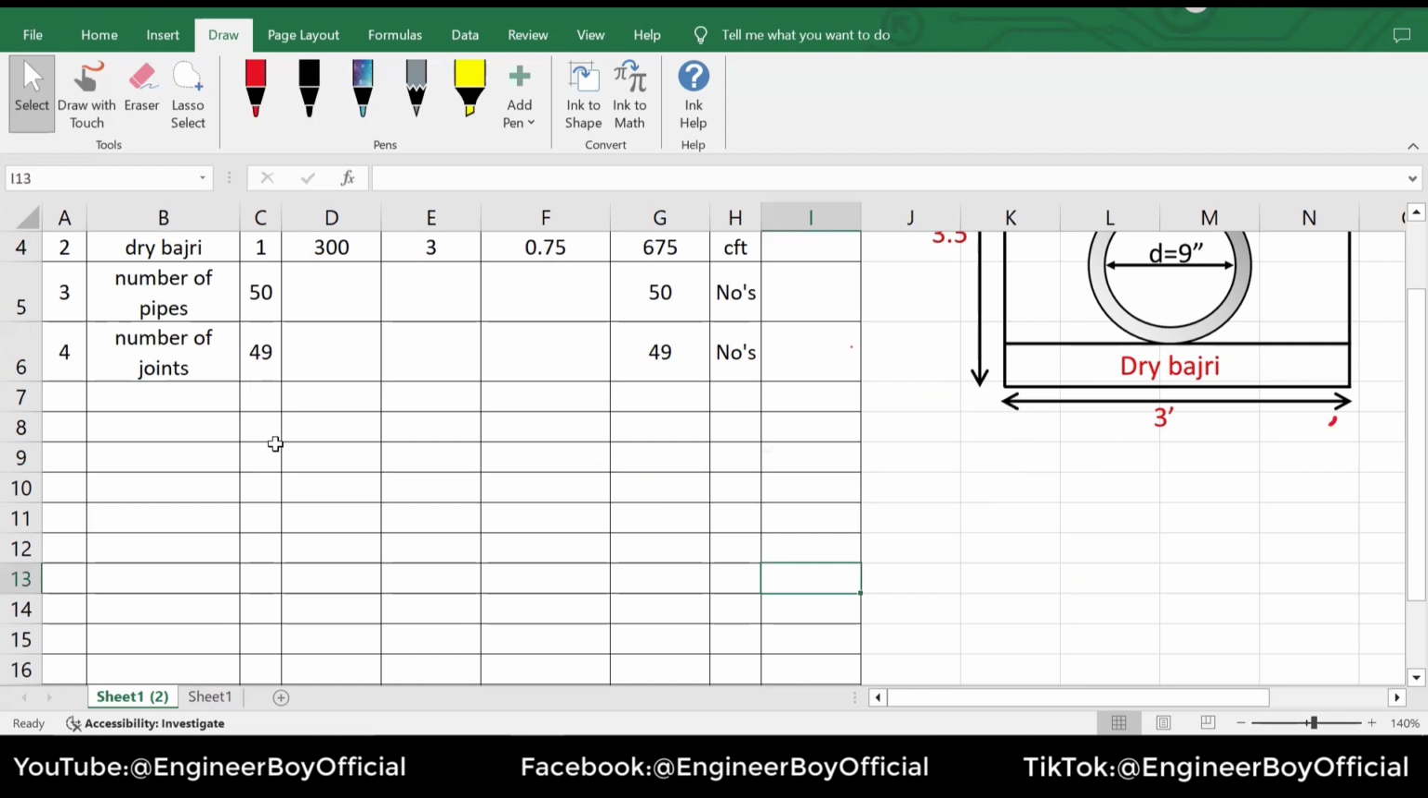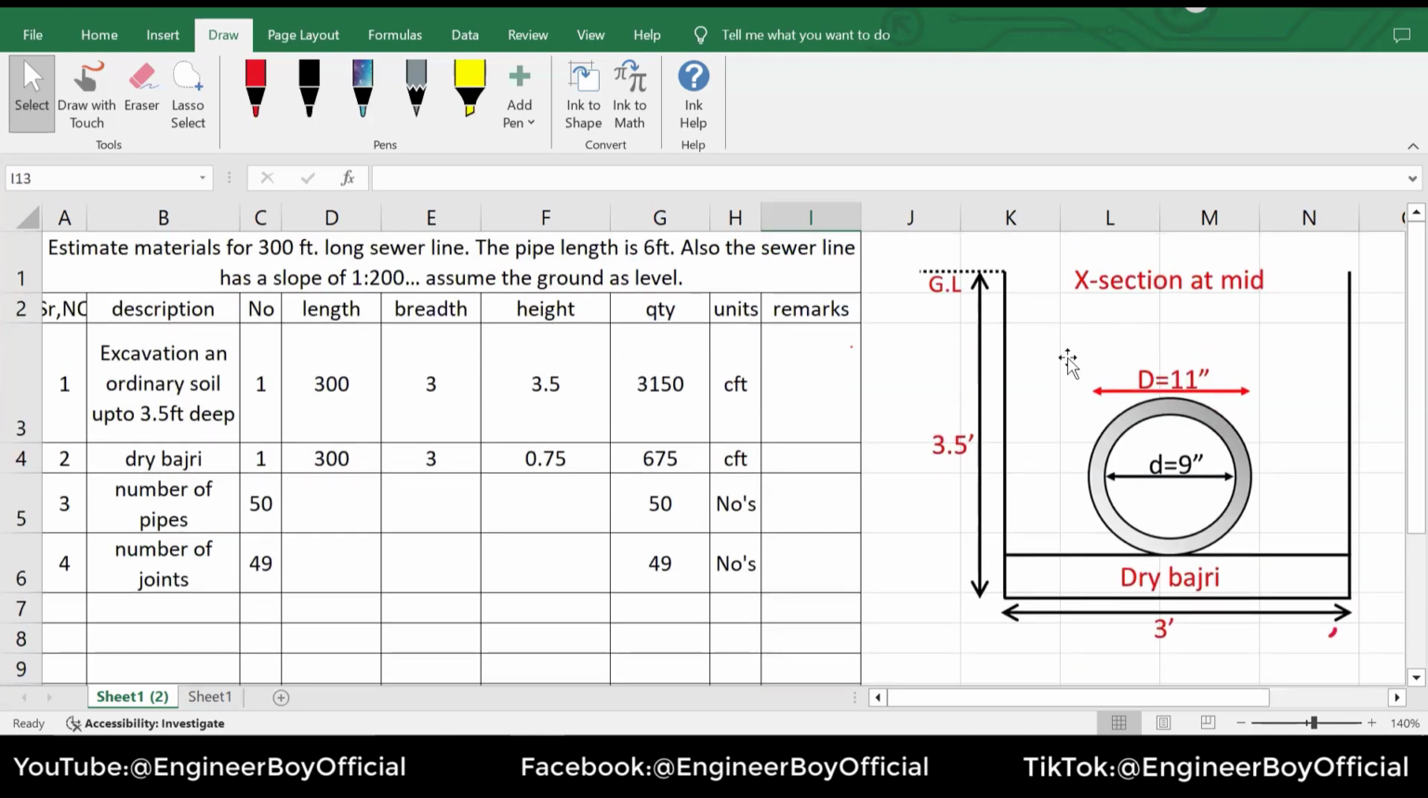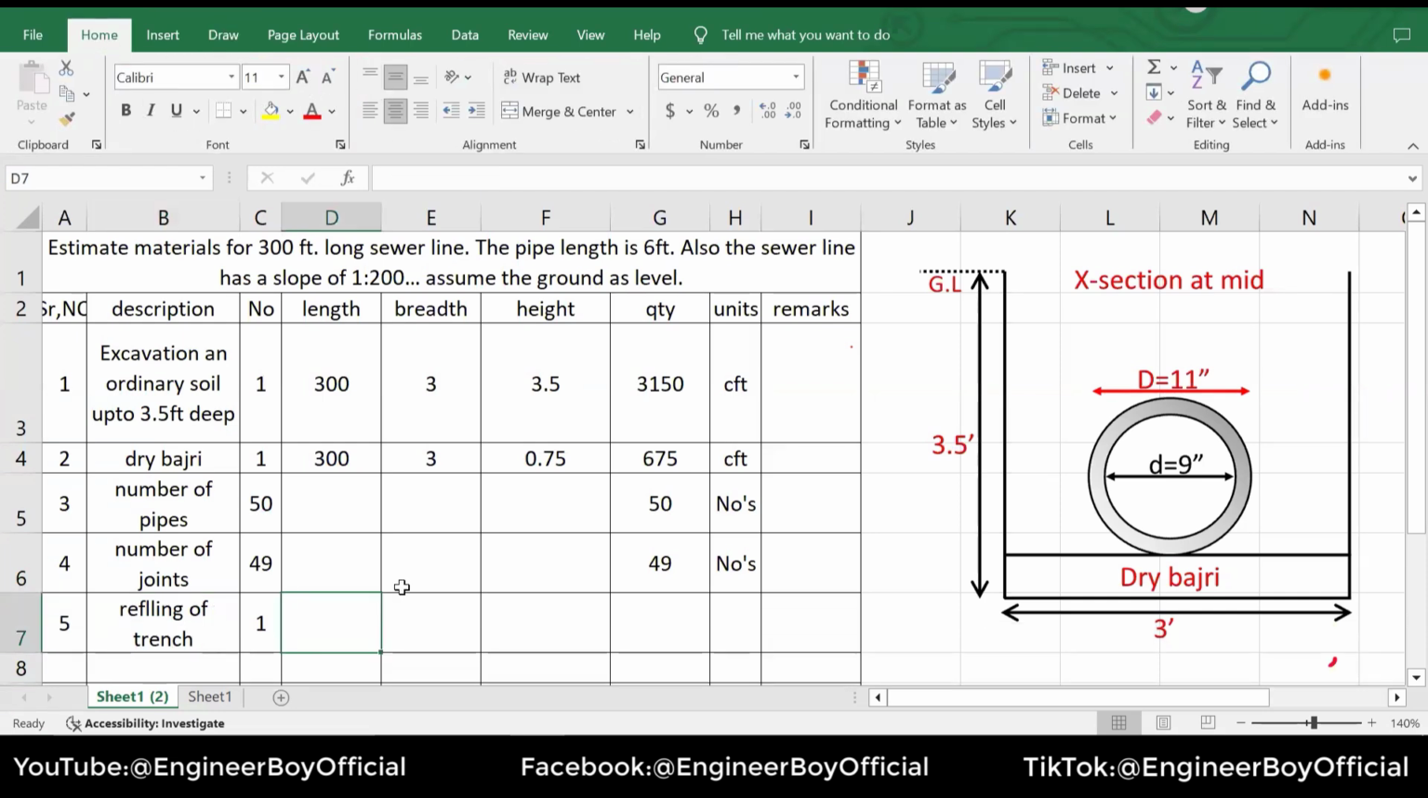Okay. So the number of joints, that's just done. And the only thing which is remaining now is actually the refilling. We have to refill the same trench after digging, or maybe after excavation. Because when we lay the pipe, of course, these empty spaces are then just filled again. So number 5 can be refilling of trench. And in number, it can be only 1 because it is just a single sewer line. Length can be the same thing, which is of course 300.